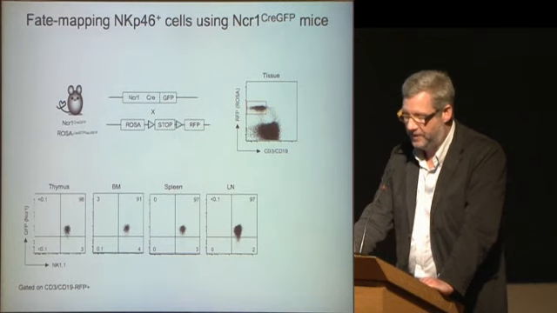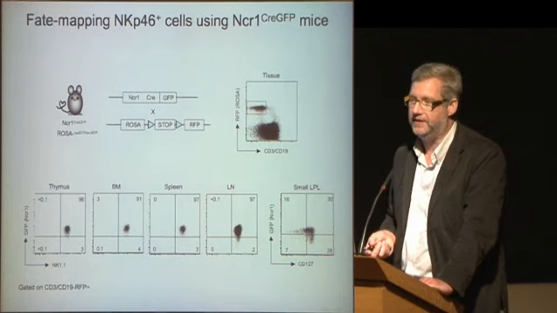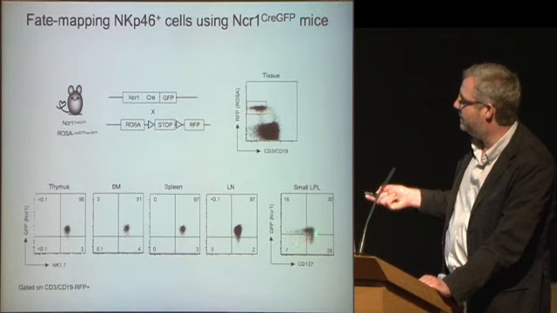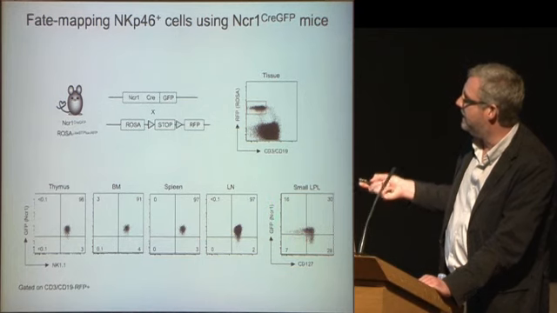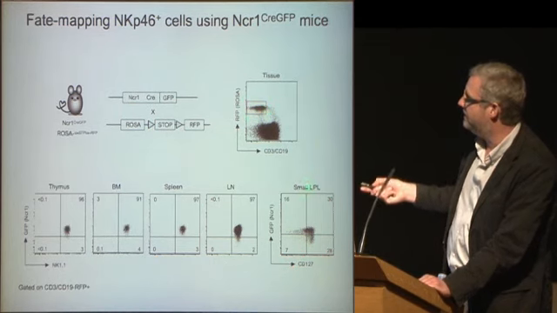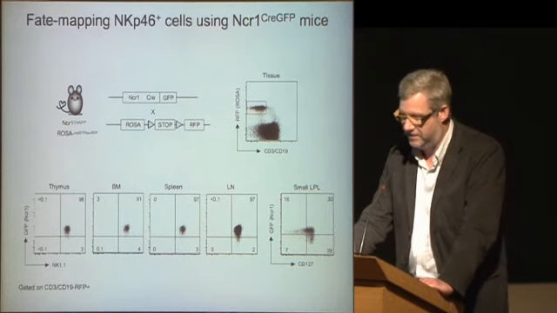But again, the gut is special, and when we look at the same type of analysis, only this time in the lamina propria, we see that we find a subset of cells that have lost GFP expression. So here, we're gating on these RFP positive cells, so cells that have expressed NKp46 or NCR1 in a previous life. Many of them continue to express NCR1, but a subset of them has lost expression of NKp46.